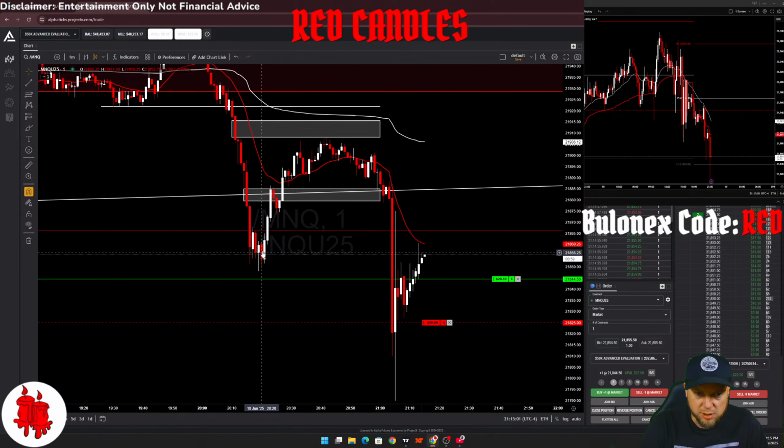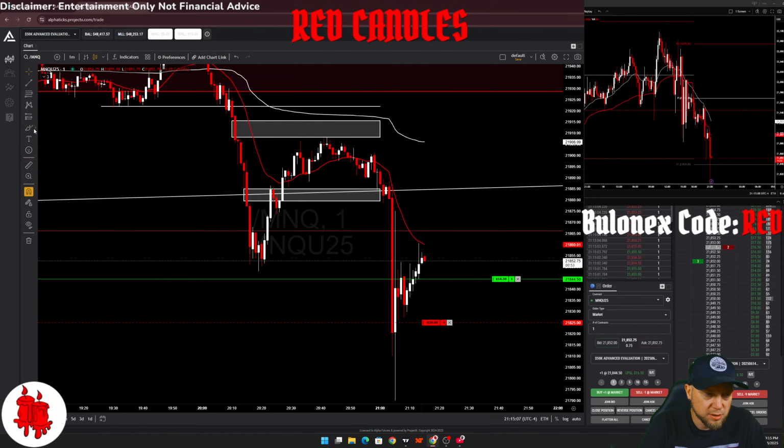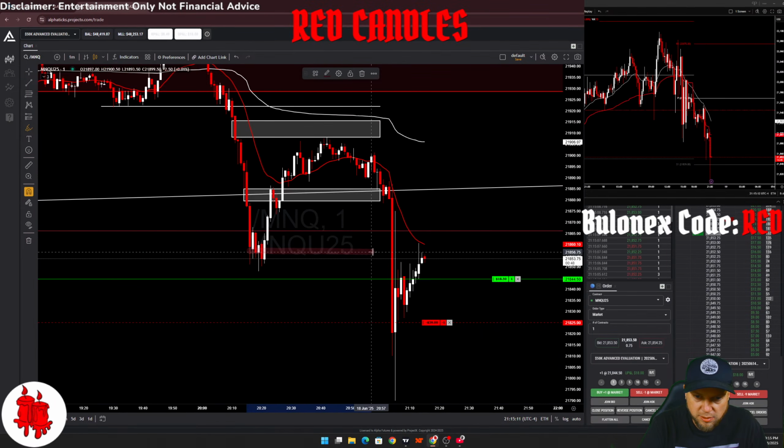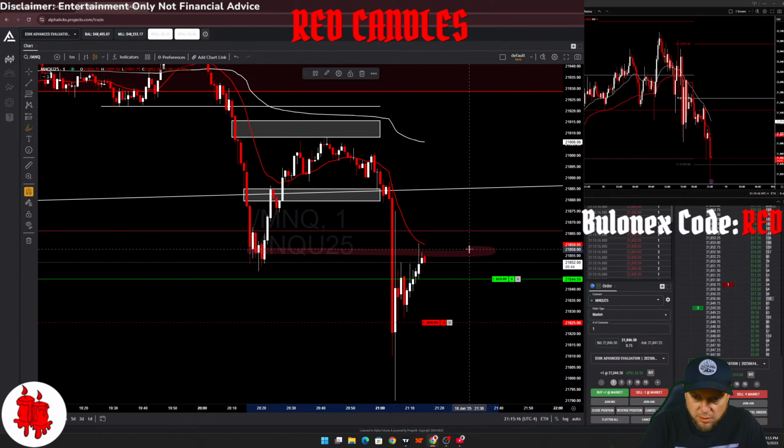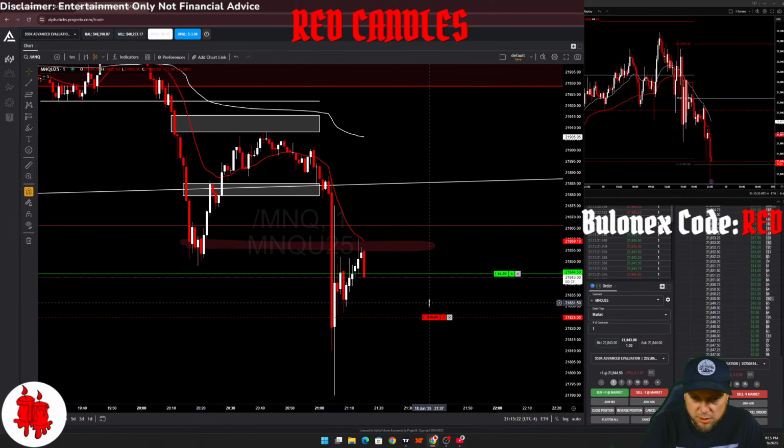Kind of break through this price confluence right here. It's gonna have some resistance in that area. My handy dandy highlighter. It's gonna have a little confluence right there. That's to be expected.